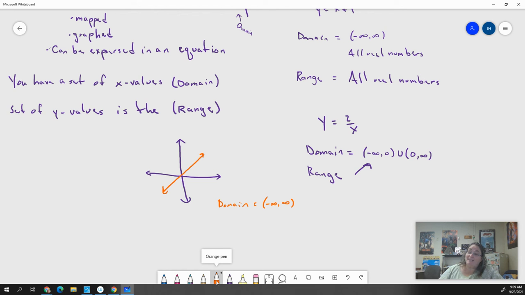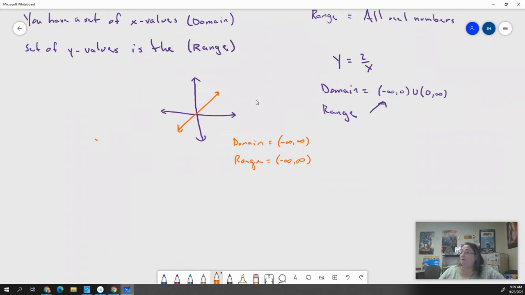But my y has that same thing. It's got an arrow pointing all the way down forever. It's got an arrow going up forever. So my range is also negative infinity to infinity. But sometimes that's not going to be the case, right?